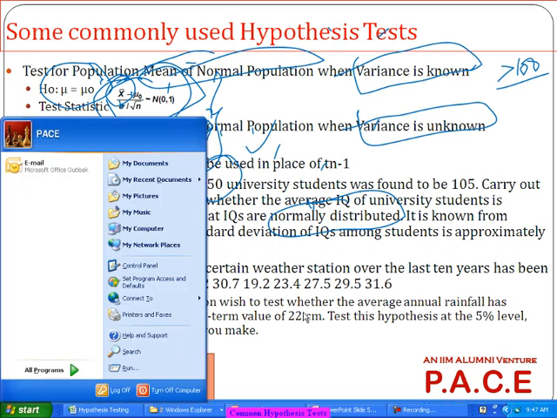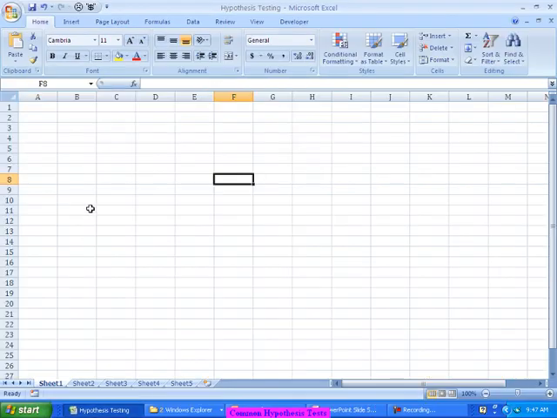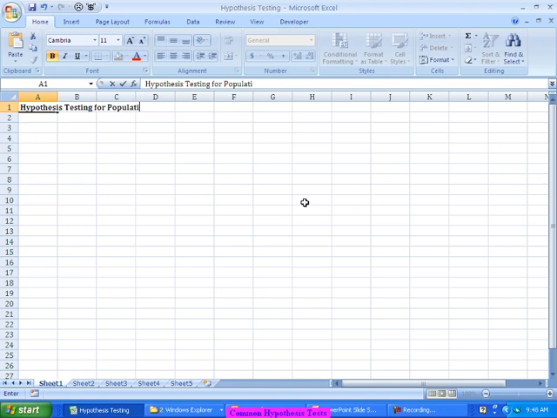Now let's try out that numerical. Let me take it up into a spreadsheet and then we'll try it. Alright, so how do I calculate that? What is the information that is available? The n, which is the sample size. Let me call it hypothesis testing for population mean, population variance known.